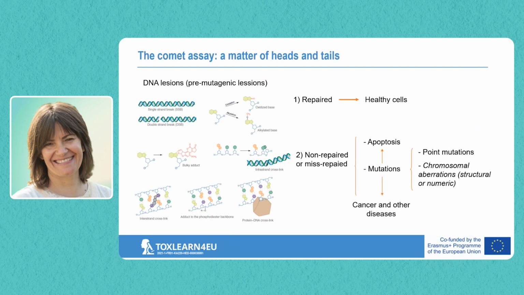Mutations, we have two types. Point mutations, when it occurs in a small amount of bases, or chromosome aberrations. Chromosome aberrations, I've put them in italics, because they can come from these pre-mutagenic lesions, or they can come from other processes, like problems when the chromosomes are going to be segregated between the two daughter cells. Okay?